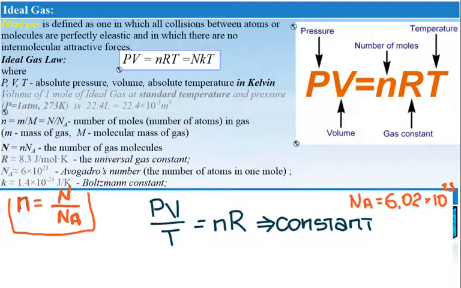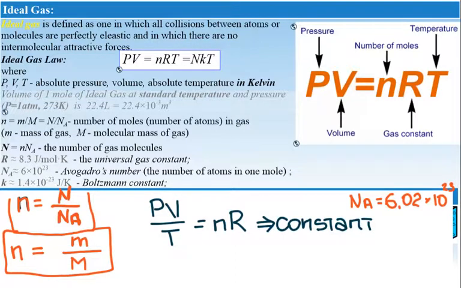You can also calculate the number of moles by dividing the mass of the gas that you have by the molecular mass of the gas. So that's how much the mass of one mole would be. So if you know the mass of the gas, and you know how much one mole of that gas weighs, you can calculate the number of moles, because that will give you the exact number of moles for the mass of the gas that you're looking at.